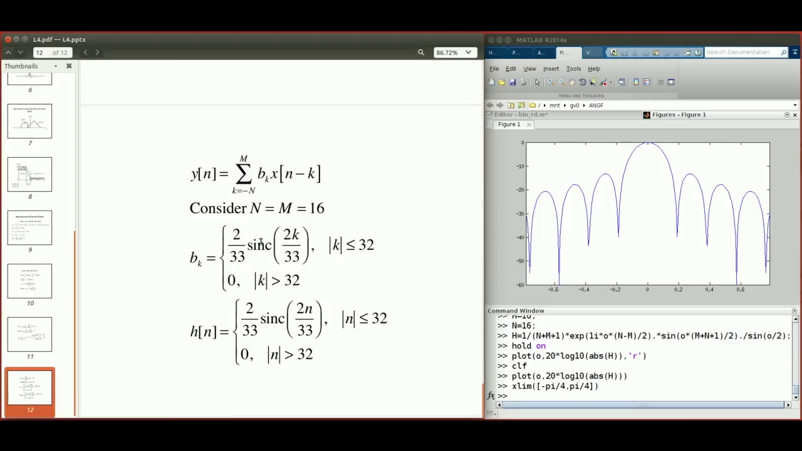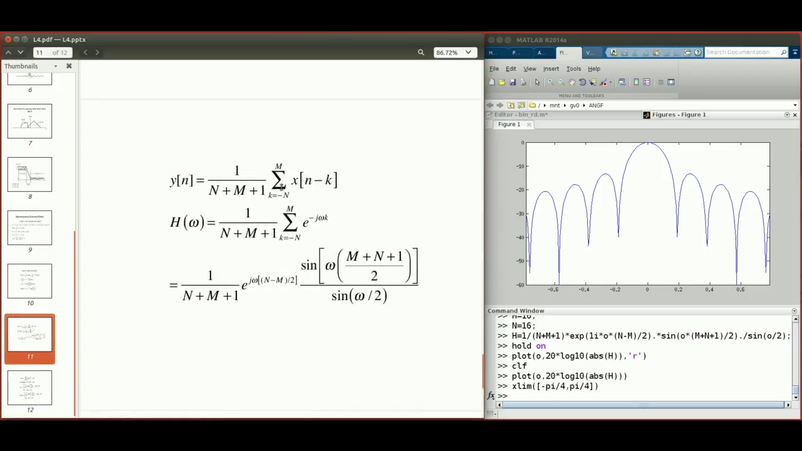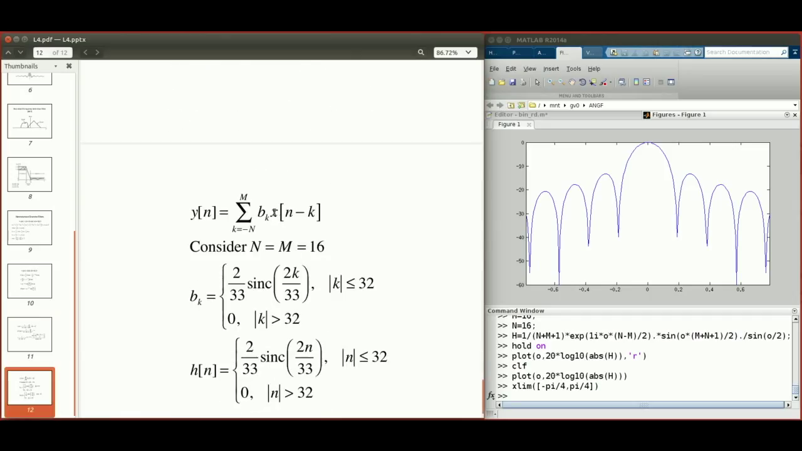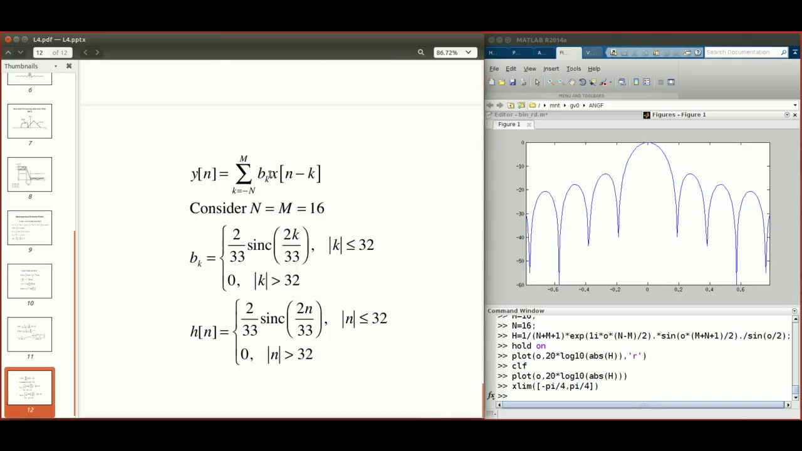right? So k still goes from minus big N to positive big M, the same kind of range, right? But each of the points that's being averaged has a different weight, and it's given by b_k. Right. And you can actually try to find the optimal b_k for a particular purpose. For example, if we want to make the passband as flat as possible, and also simultaneously attenuate all the signal in the high frequency range, right? You can pick b_k so that you can achieve that kind of purpose, right?